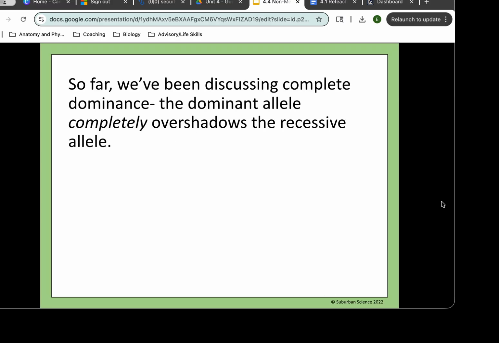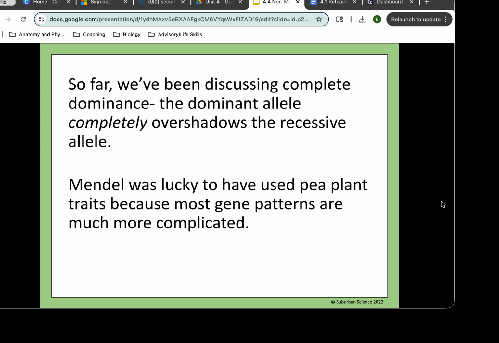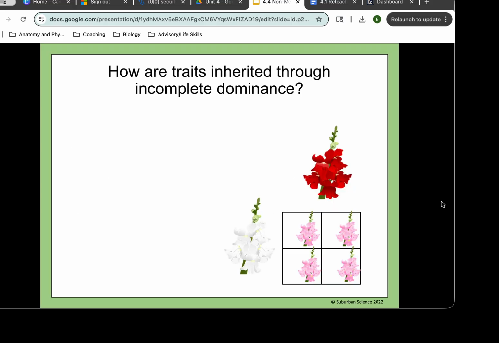Again, we've been discussing things that are completely dominant, meaning that the dominant allele, if present, in the homozygous dominant or in a heterozygous genotype, is going to completely shadow that recessive allele. So tall plants are going to be tall, whether they had two tall parents or they had a heterozygous tall parent. And Mendel was lucky to have used those pea plant traits because, again, most genes that we look at in living things tend to be more complicated.